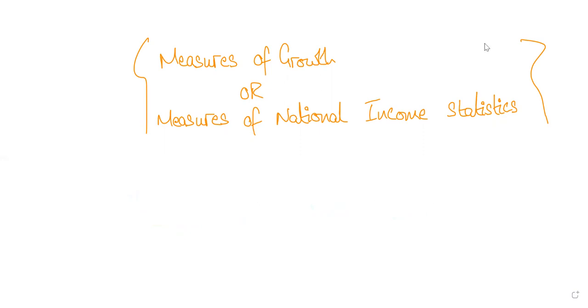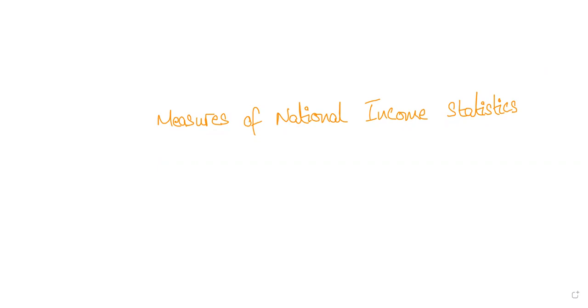Now, have a look at this. Measures of growth, or measures of national income statistics. You can use any of the wording that you're more comfortable with, but normally measures of national income is a better term to define this. Why? Because what is national income? Now, please pay attention to what I'm about to explain over here. National income is basically the income of all the people living in a country.